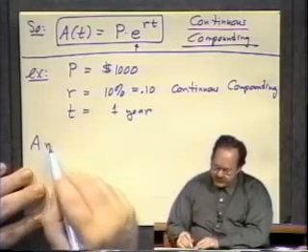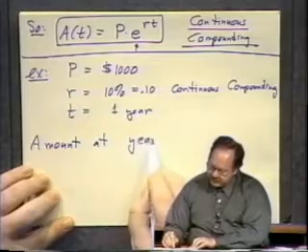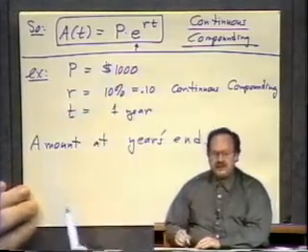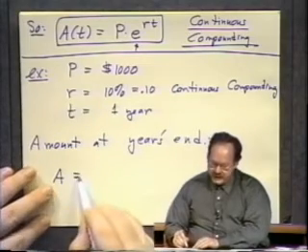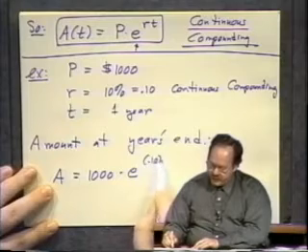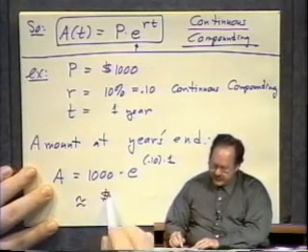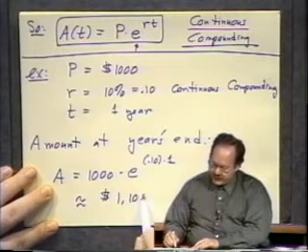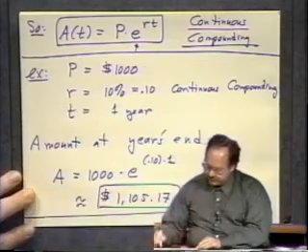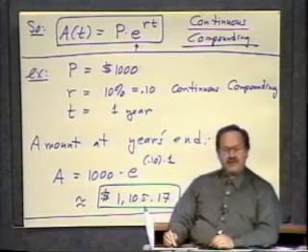Well, then the amount at year's end is computed using this formula, and it's going to be A equals 1,000 times e to the 0.10 times 1, and that turns out to be approximately, in dollars, $1,105.17. Truncating again after the second decimal, which works out well for money.